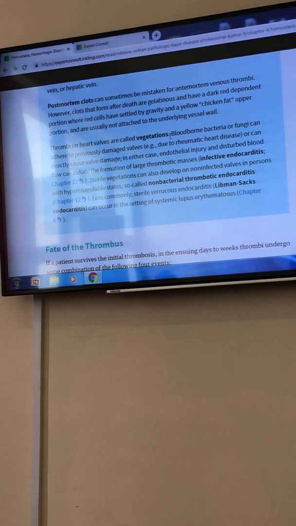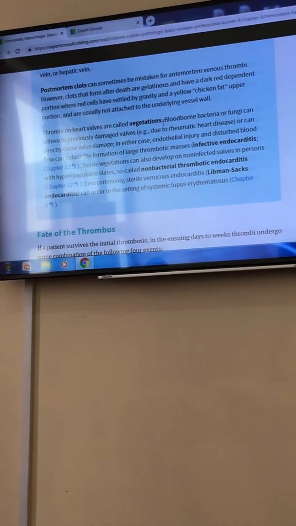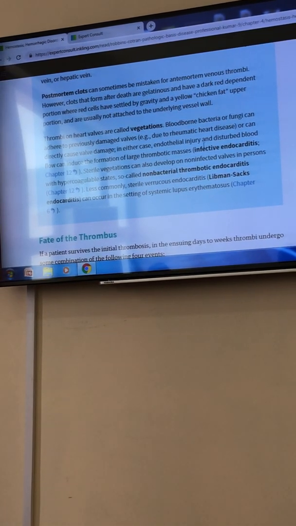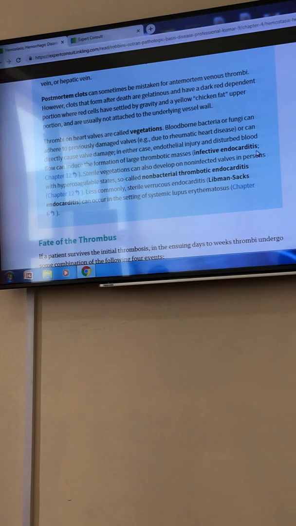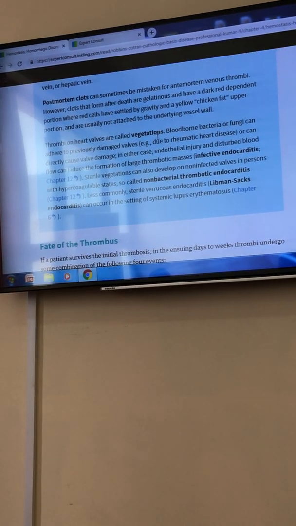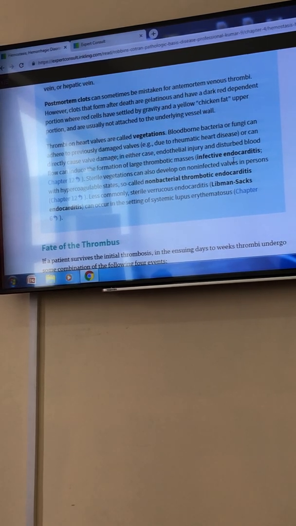The inner side of the heart is lined by endocardium, and when this is infected, it's called infective endocarditis. So an infected vegetation can also transfer the infective material to distant sites.